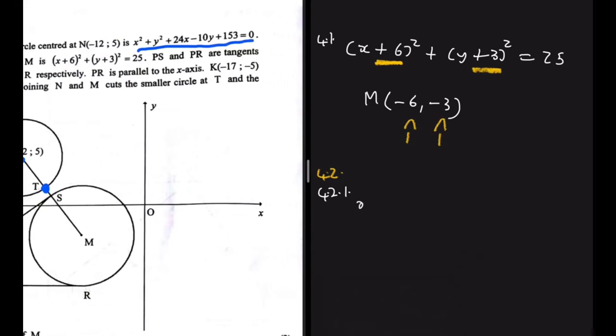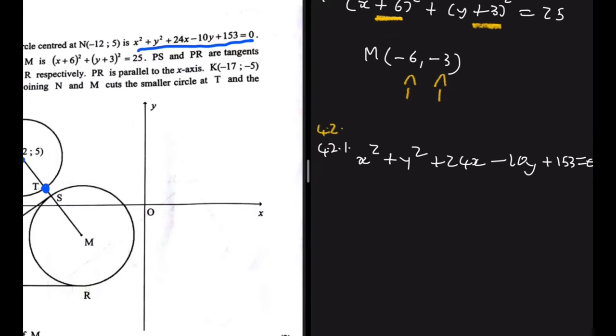We have x squared plus y squared plus 24x minus 10y plus 153 is equals to 0. Right, so we can write this as x squared plus 24x and then plus y squared minus 10y is equals to minus 153. Right, we just took plus 153 to the right hand side.